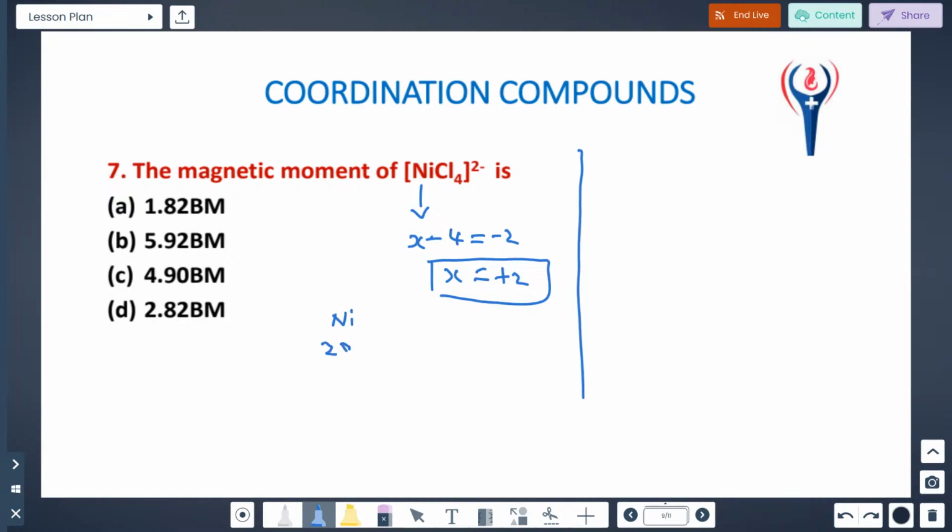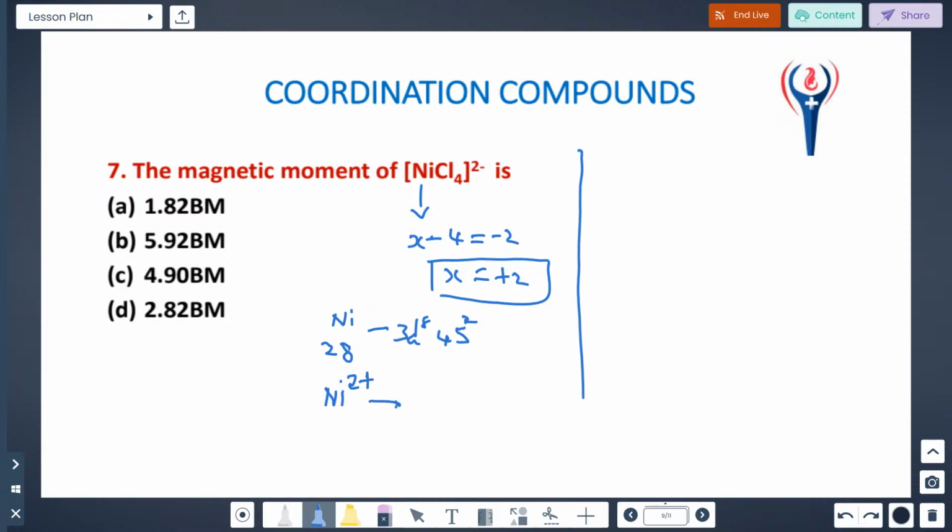See, the nickel atomic number is 28. Just remember: Chennai 28. If you want to memorize the nickel atomic number, remember Chennai 28. There is a film, no? Chennai has an N, and nickel also has an N. So the configuration is 3d8 4s2. That's the ground state. But in this complex nickel is in the plus 2 oxidation state, so the 2 electrons will be lost.